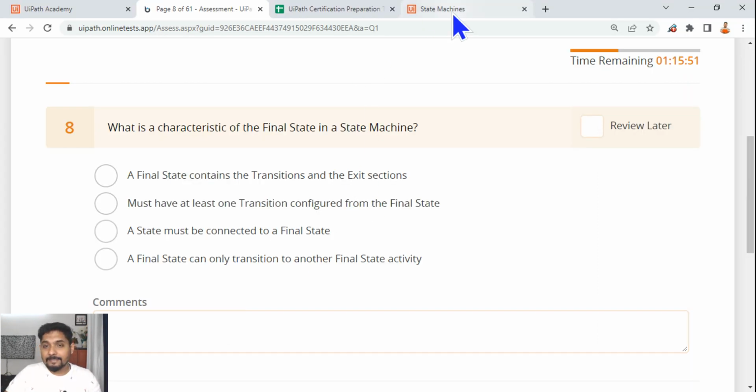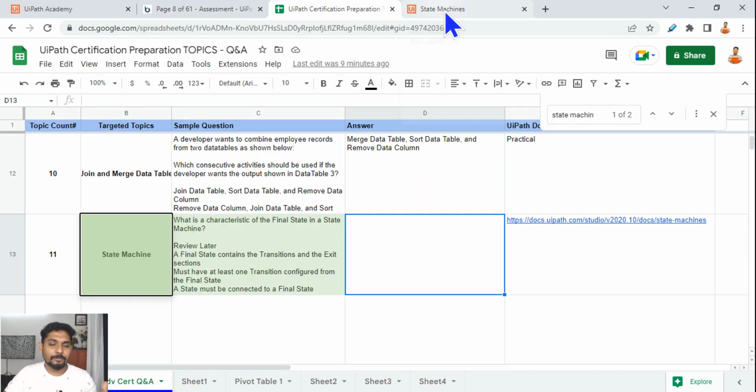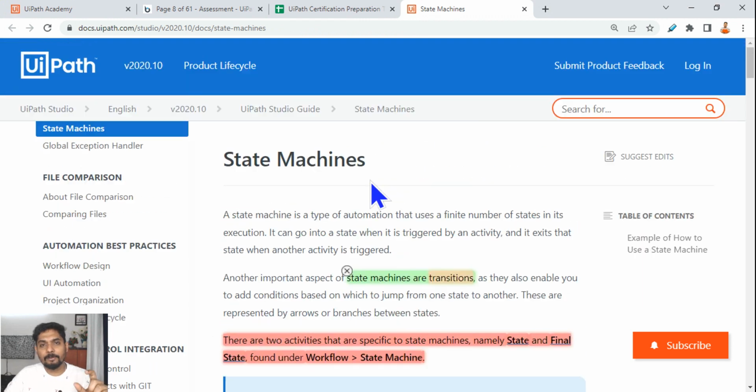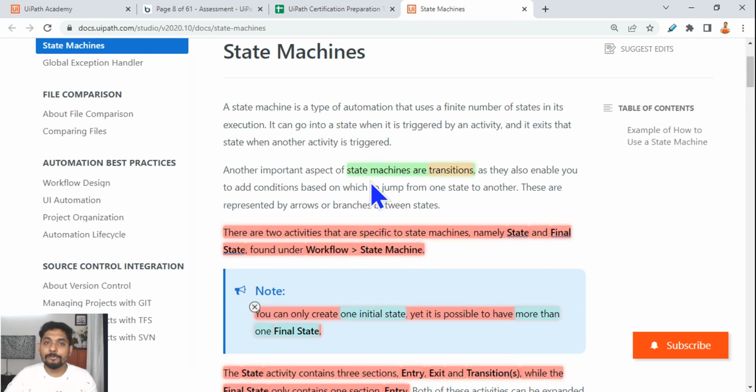Now the next thing. I have also created many videos on state machine, how to use it, and you can watch those videos. But again, from the preparation standpoint, I'm just highlighting a few important points.